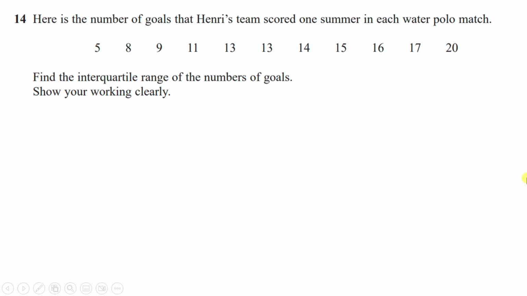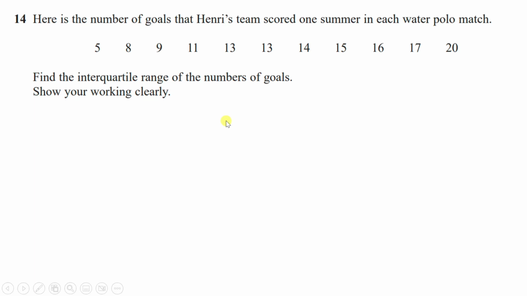And all right, number 14. So here is the number of goals that Henri's team scored one summer in each water polo match. So for example, in the first match he scored 5 goals, and then in the second match he scored 8 goals, and so on. And then one time he scored 20. So this guy is pretty sick. Now find the interquartile range of the number of goals.